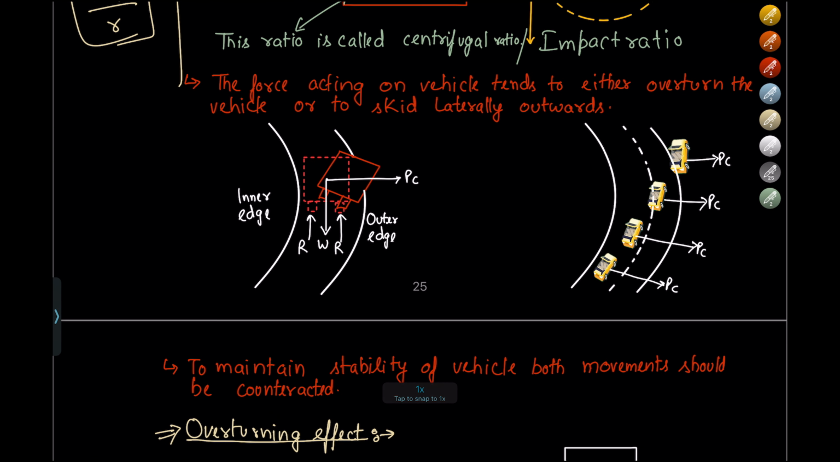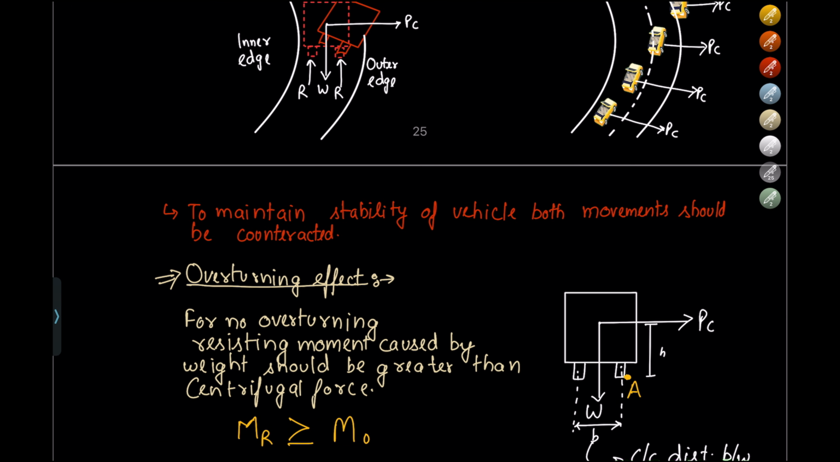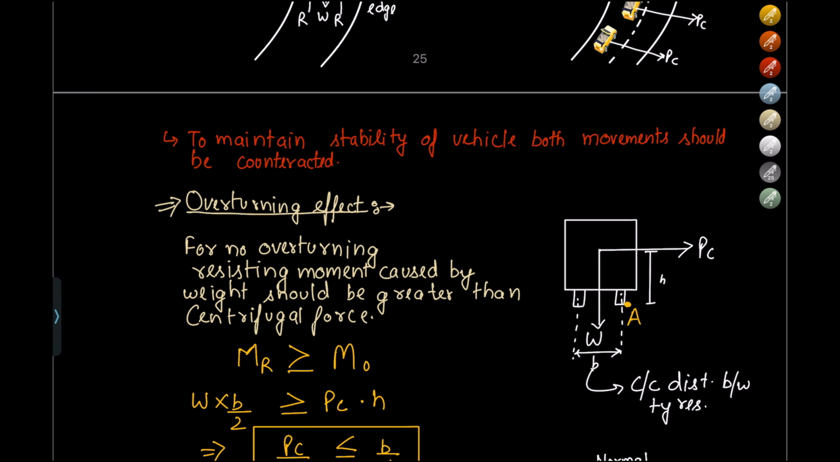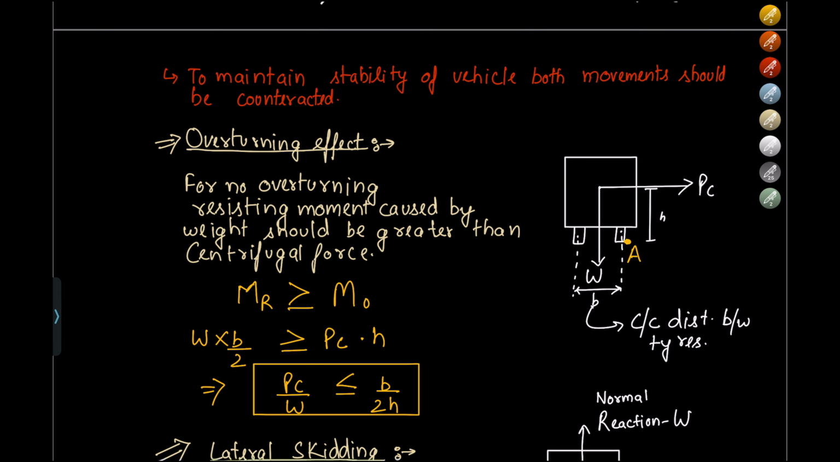So we need to prevent both of these motions to avoid any accident or untoward event. So to maintain the stability of the vehicle, both movements should be counteracted. So for counteracting, there are different things that we can take care of. Firstly, let's look at overturning effect. For no overturning or resisting movement, what is the condition?